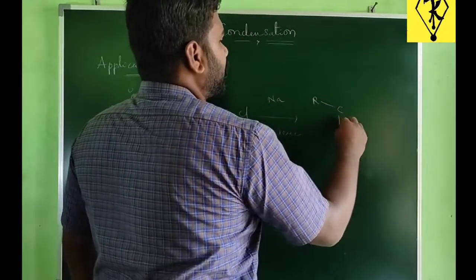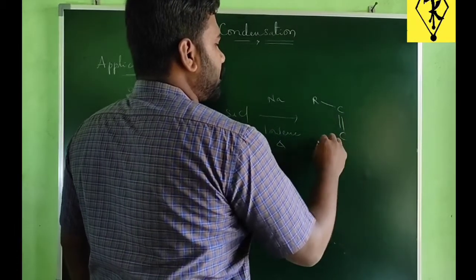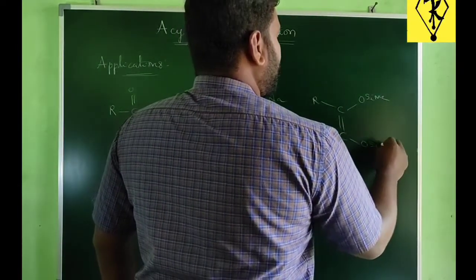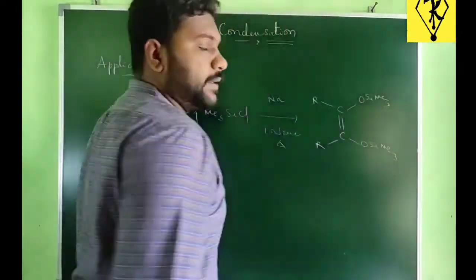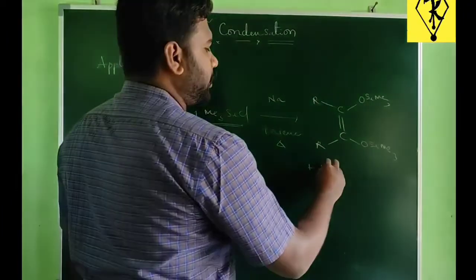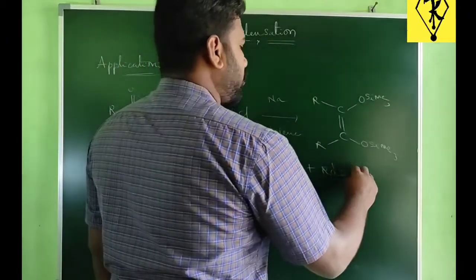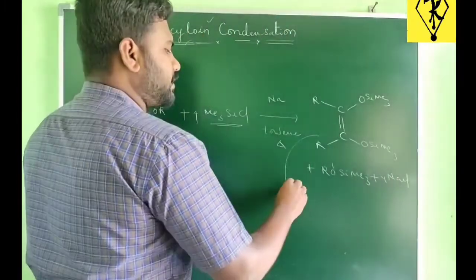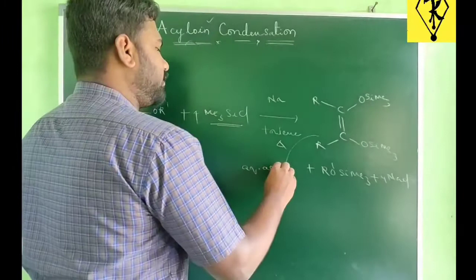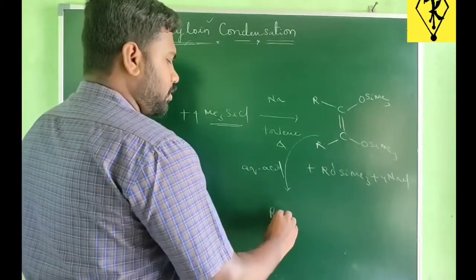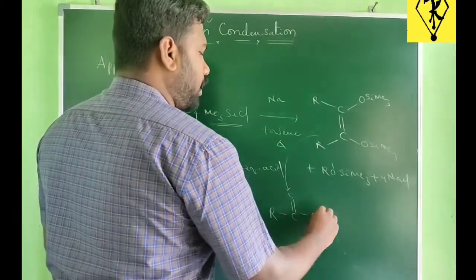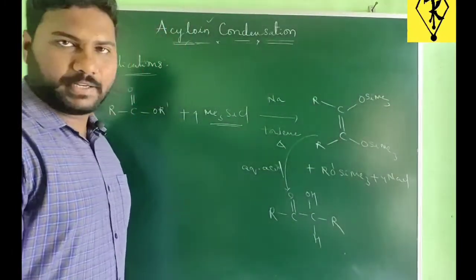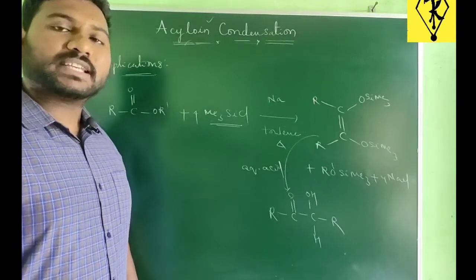so first it will give bis orthosilylated enediol, along with this some byproducts also will form. Further, this on treating with aqueous acid will give ortho hydroxy ketone or acetylene. This is one of the application. We will discuss one more application.